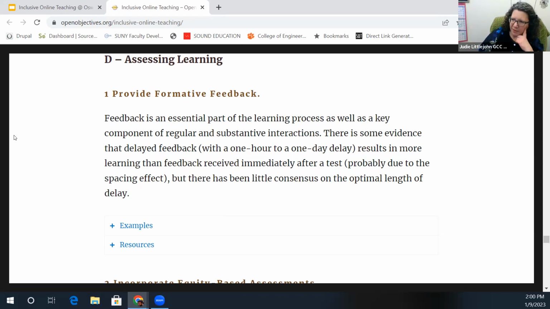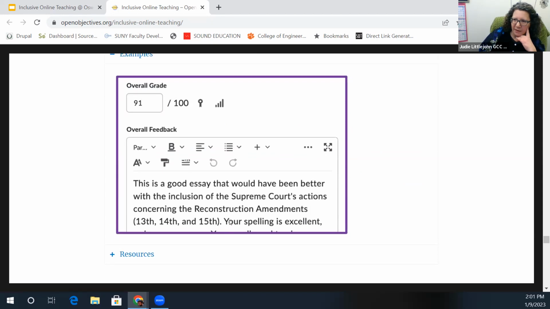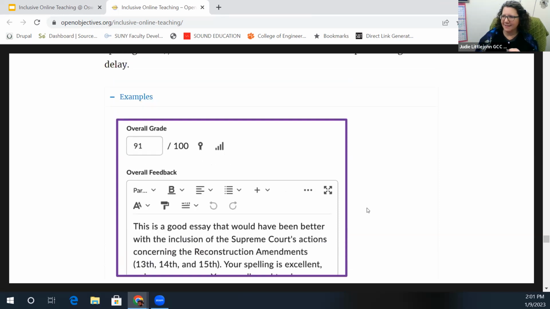And I've got a little example there that I really liked, that I did not write. Another history person here at our campus wrote this, but I thought this was just great formative feedback. He said, this is a good essay. It would have been better if you included the 13th, 14th, and 15th amendments. And then he goes back and says, your spelling is excellent, and so it's kind of like that sandwich, right? He's got a good thing, and then a way to strengthen it, and then another good thing at the end. So I like that personally.